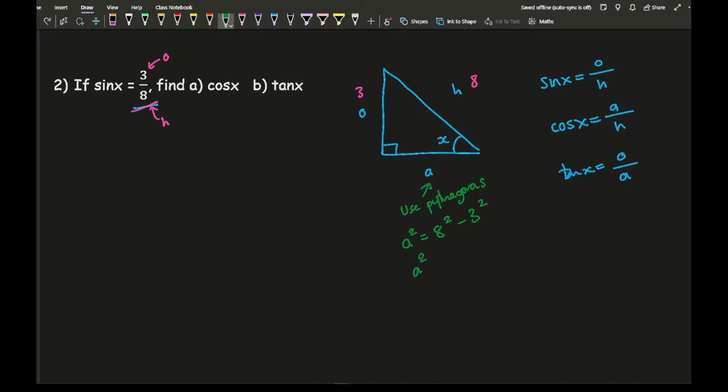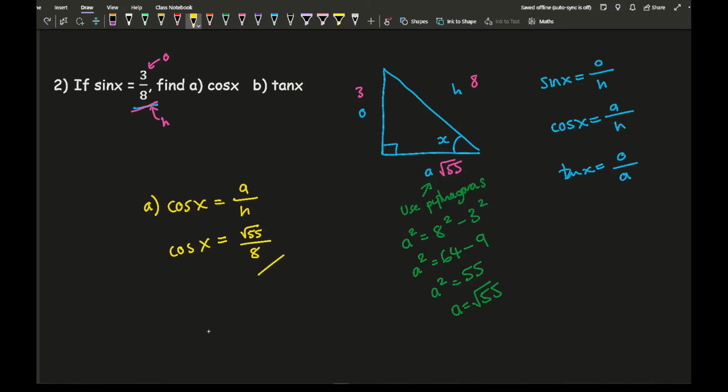So what we've got is a squared equals 64 minus 9, which then gives me a squared equals 55. And so a equals the square root of 55. So what I can now do is label this as root 55. So then in terms of part A, cos x is equal to the adjacent over hypotenuse, which is equal to root 55 over 8. And that would be my final answer.